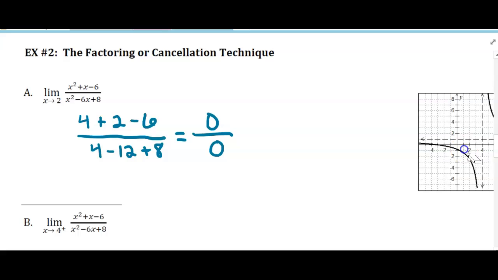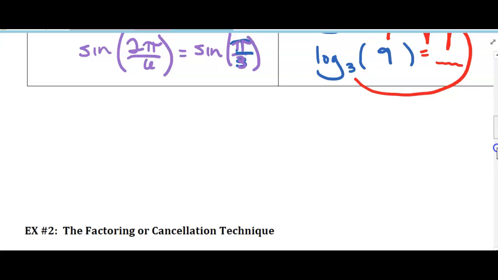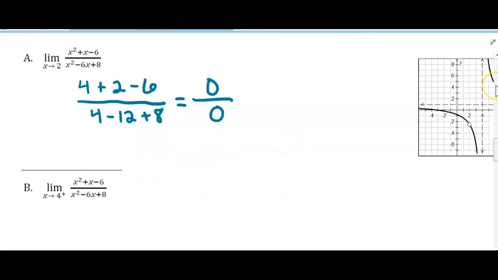And so when this is the case, we need to go back up and try something different. If I'm looking at the list of things that we have done, right, we tried direct substitution, and it did not work for us. So we need to go to our next step. The principal limit theorem, that's really focused on limit from the left and limit from the right. You don't use that super often, so we're just going to skip over that one. And our next thing that we are going to want to try is to factor. We want to see if once we factor, is anything canceling out? Is anything changing? Like what is happening? Because that's going to help us in a way that you will see here in a second.